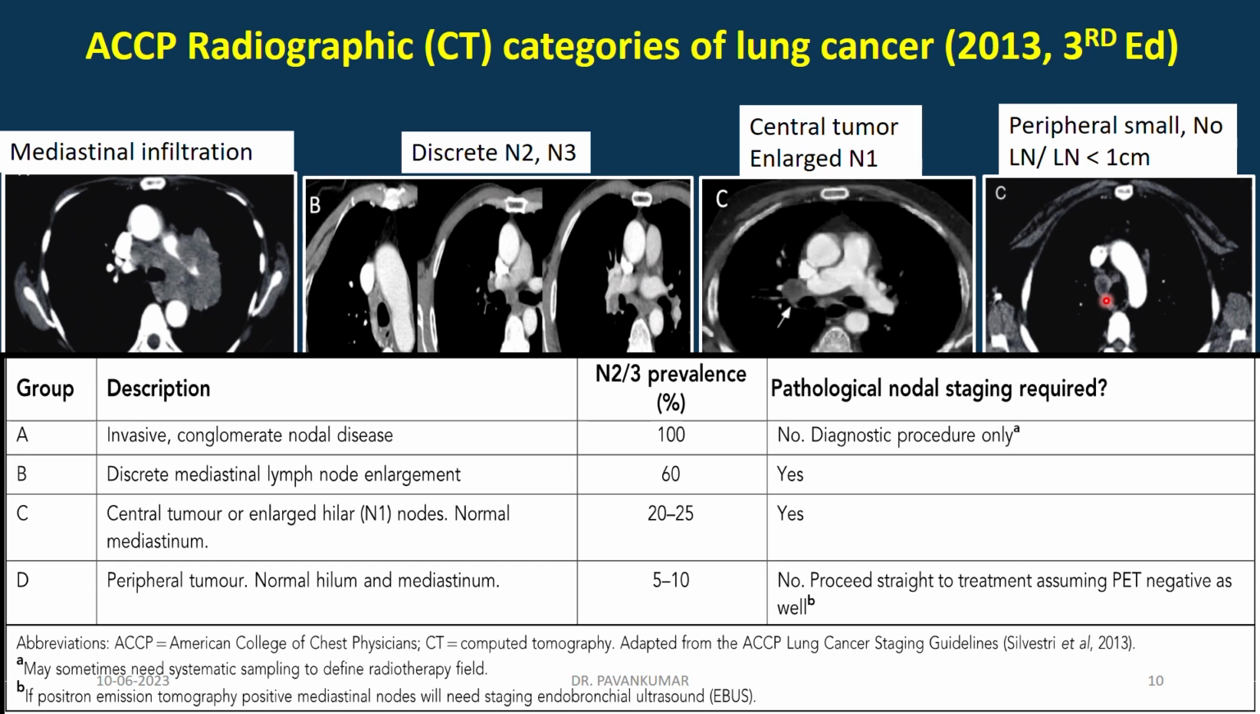For a peripherally located, PET negative, mediastinum negative tumor, you don't have to do staging because the incidence of N2 is just 5 to 10%, which can be dealt with adjuvant therapy. If the PET is positive, please biopsy those nodes as well, irrespective of the tumor size or location.